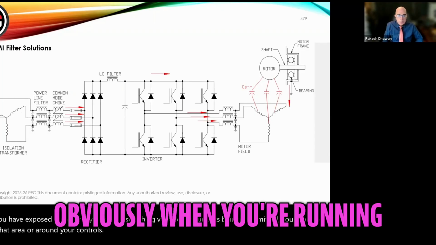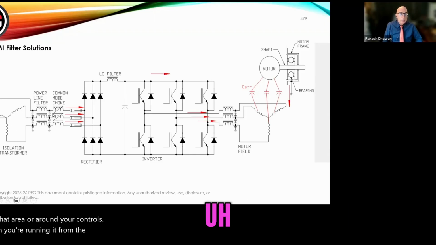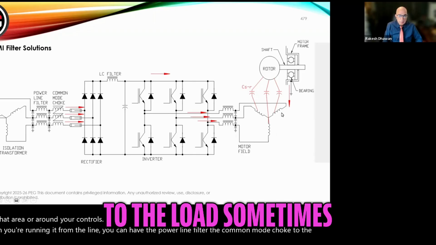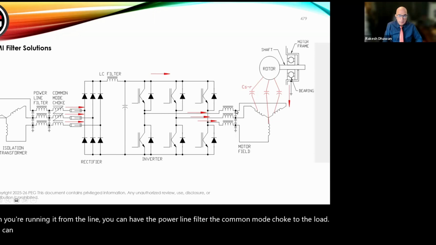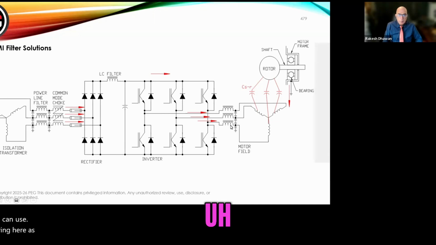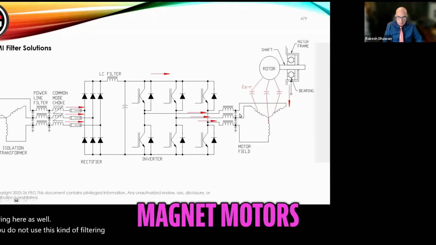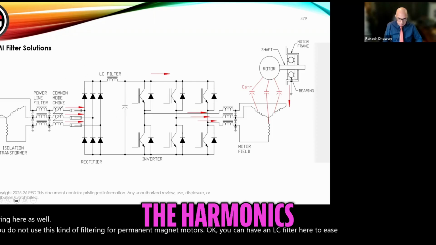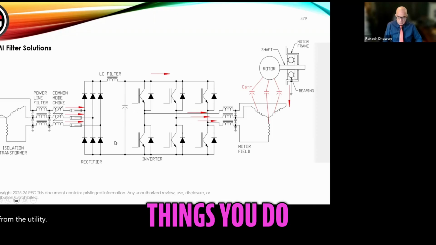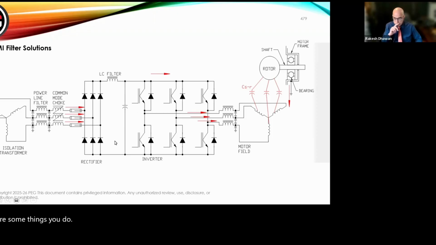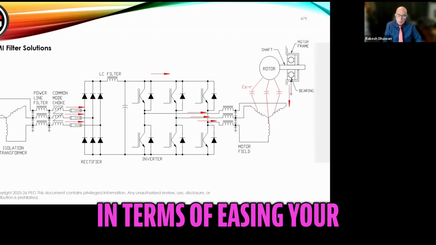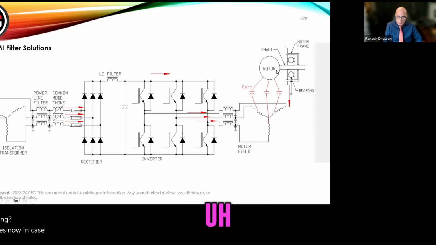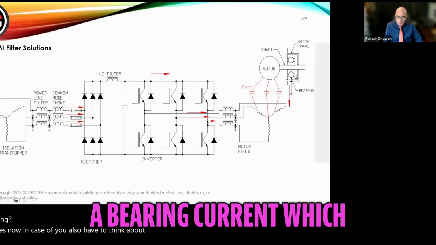So obviously, when you're running it from the line, you can have the power line filter, the common mode choke. To the load, sometimes you can use essentially filtering here as well. But normally you do not use this kind of filtering for permanent magnet motors. Okay, you can have an LC filter here to ease the harmonics from the utility here. So there are some things you do in terms of easing your noise issues.